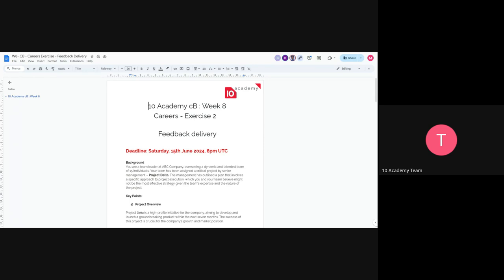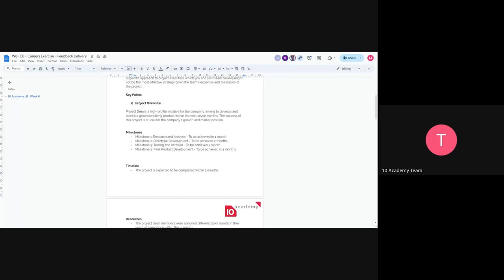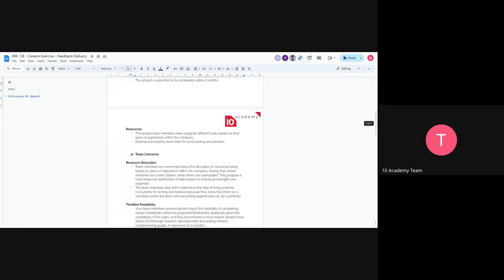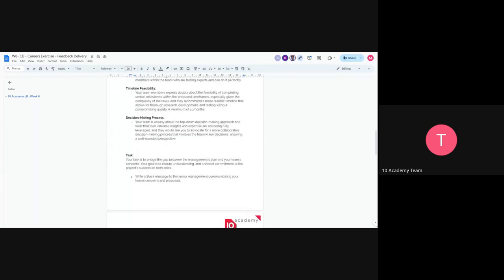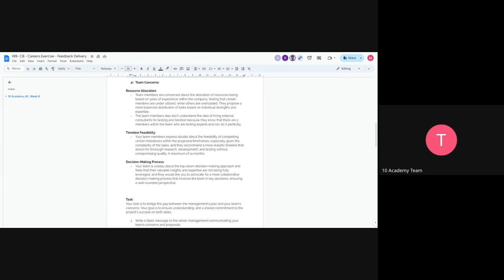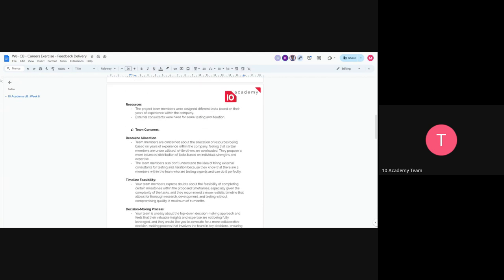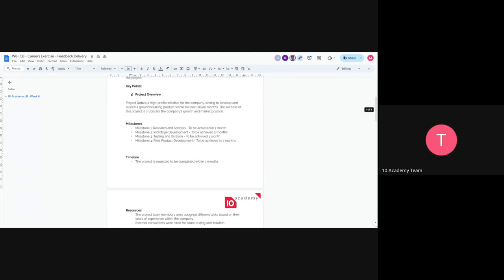If anything is unclear about the exercise, feel free to reach out to me on Slack. Otherwise, I think if you go through the document and read it, you'll understand. So there's no need for me to reread it again. Does everyone have access to both documents? Just a thumbs up. Okay.